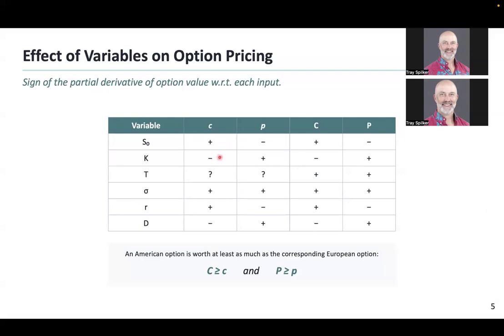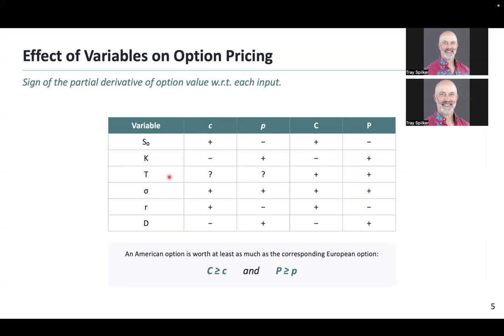The opposite is true for a strike price increase, right? So if the strike price increases, then it has a negative impact on the call option. You can see that in both columns here. And it has a positive impact on the put options. And the idea there is rather simple. If you increase the strike price, then it's less likely that the call option will be in the money, and it is more likely that the put option will be.